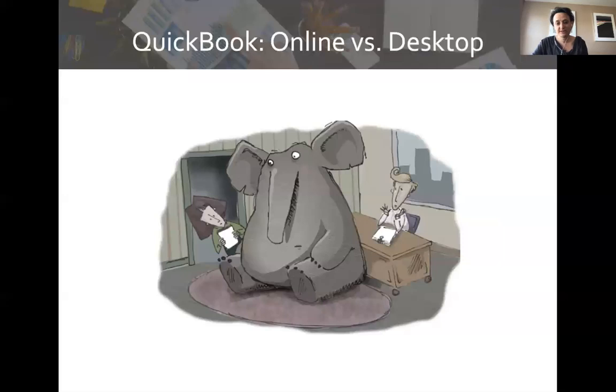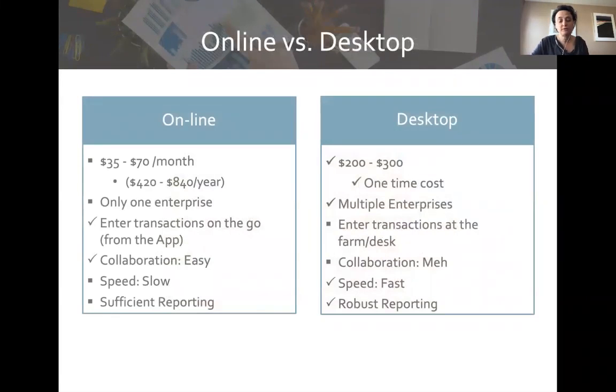And I want to just address the elephant in the room first, because there's always a big question about the difference between online and desktop. And when you're ready to get started, if you're thinking about QuickBooks or you're using QuickBooks and you're not sure which one is better and they're trying to sell you on online, I just want to go over an overview of the differences between the two.